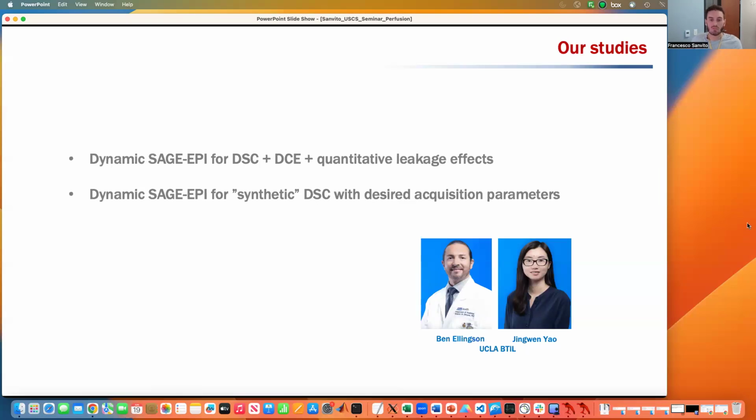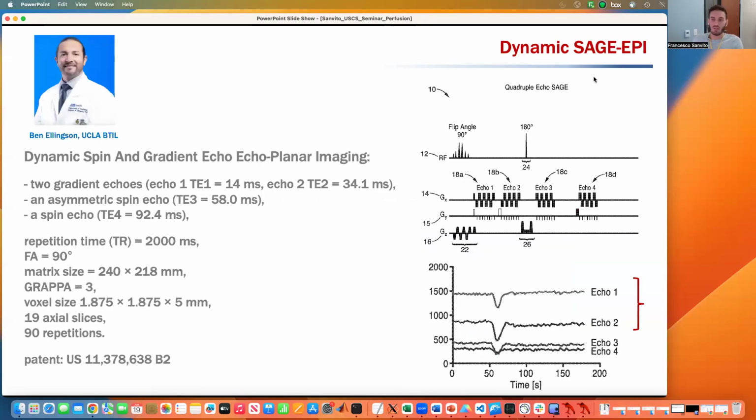I want to speak about some studies that we performed and in some capacity tried to tackle some of these issues that I described. So first of all, these studies are based on a multi-echo DSC, called dynamic CGPI, which is a spin and gradient echo. It has 4 echoes.